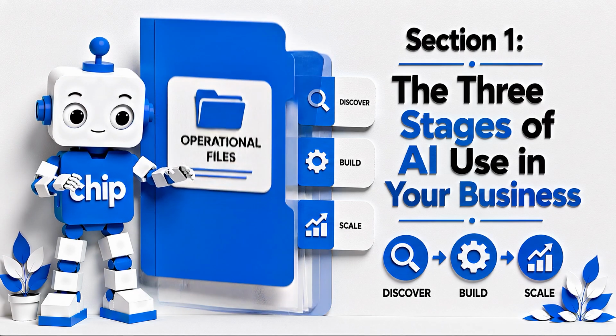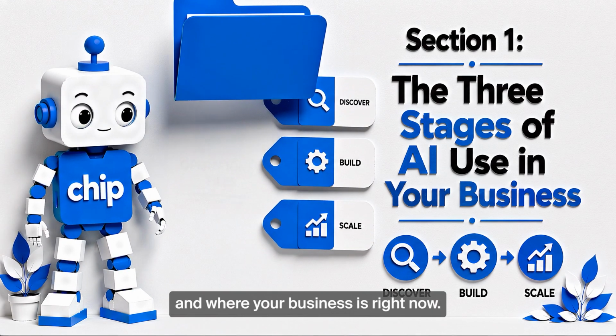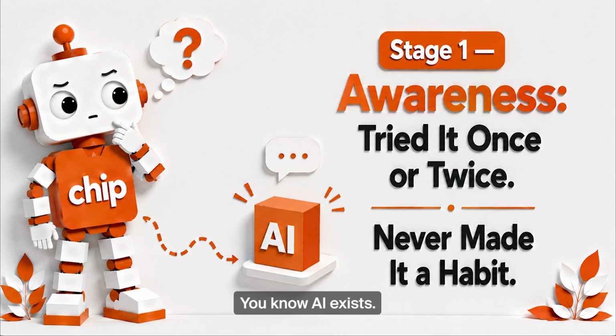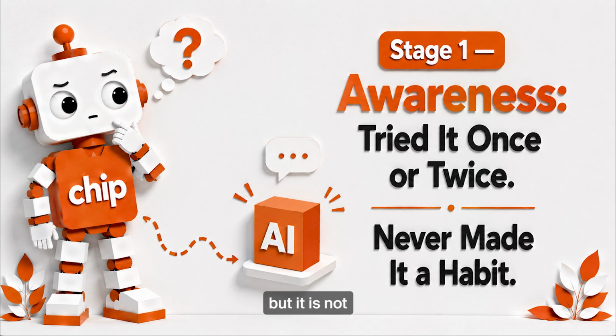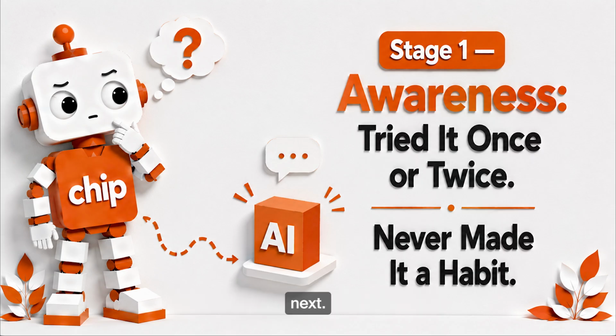Let us start by understanding the 3 stages of AI use and where your business is right now. Most businesses start at stage 1. You know AI exists. You have read about it. Maybe you tried it once or twice and got a result that surprised you. But you have not used it regularly. Stage 1 is awareness. It is a good place to start, but it is not where your business grows. Most business owners stay at stage 1 because they do not know what to do next.